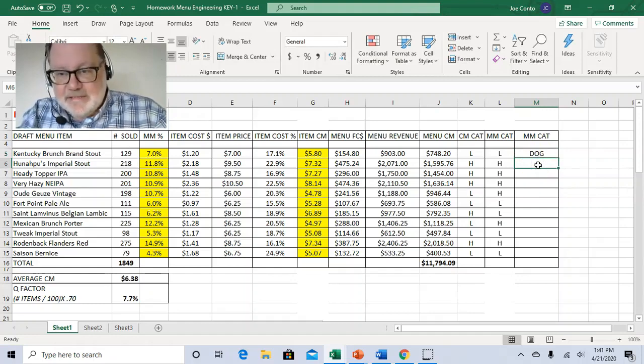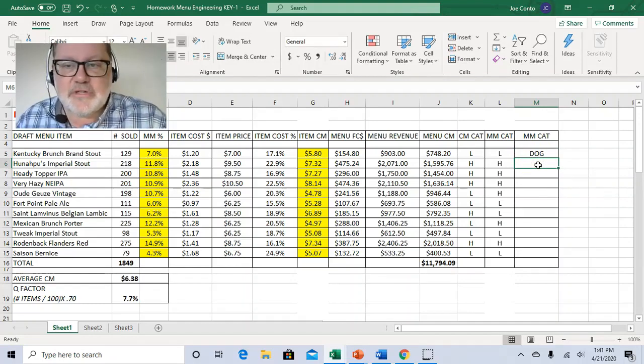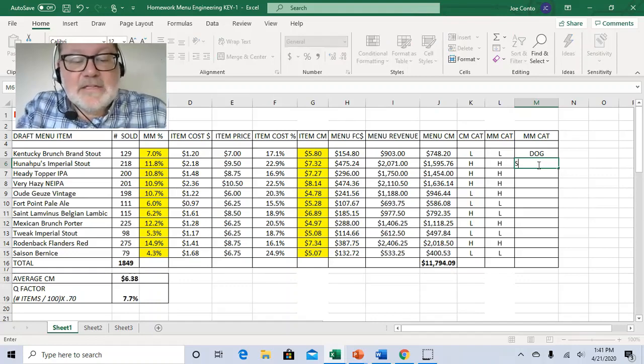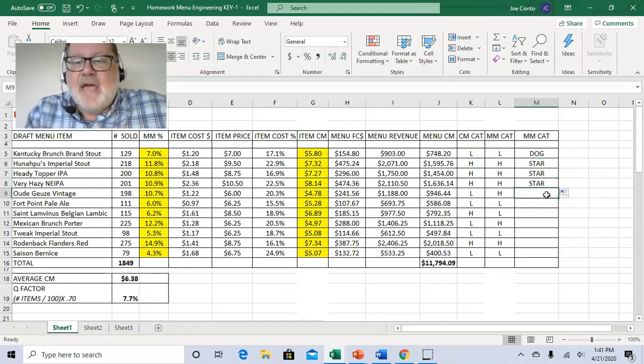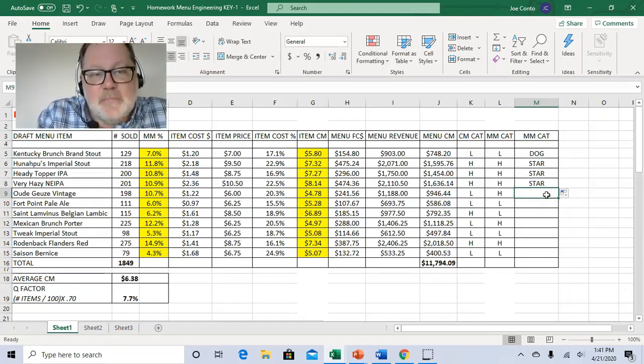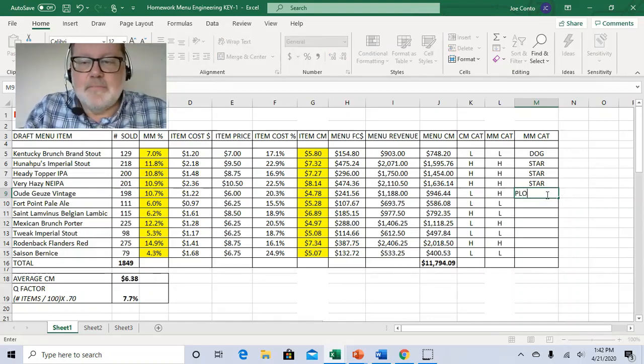And then we have three sets here that are both high in contribution margin and high in menu mix, or popularity. When something is both high in contribution margin, I make money every time I sell it, and high in popularity, a lot of people like it, I call that a star. It's important for me to have those on the menu for sure. They're the things that I like to highlight perhaps. And then I have something that has a low contribution margin but a high menu mix, meaning it's not very profitable, but it is very popular. I call that a plow horse.